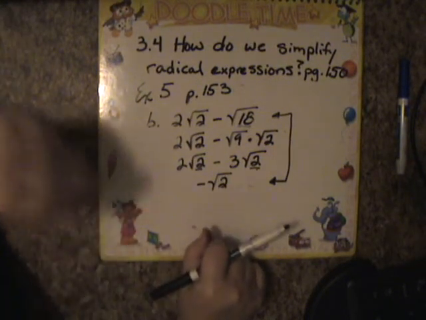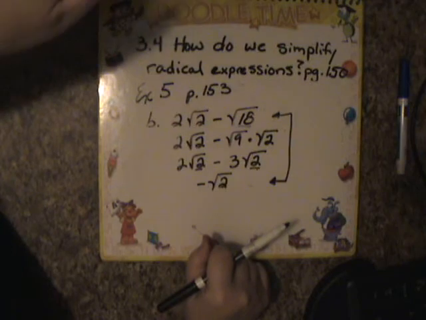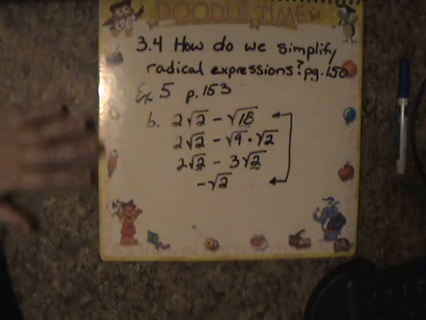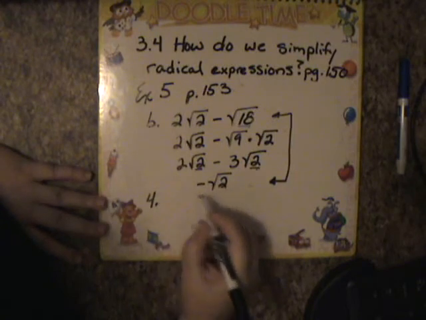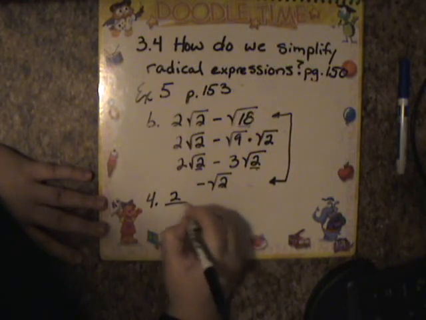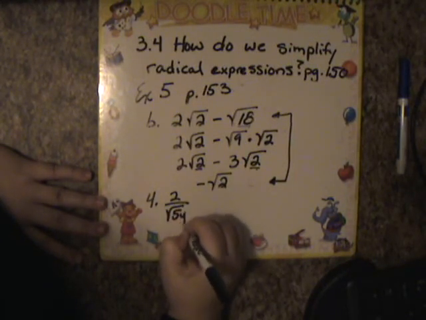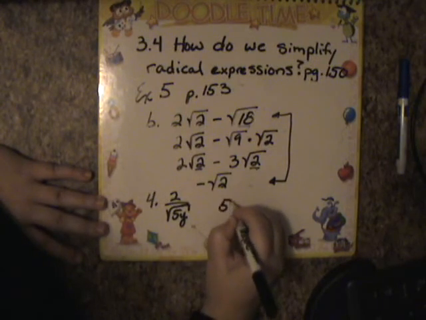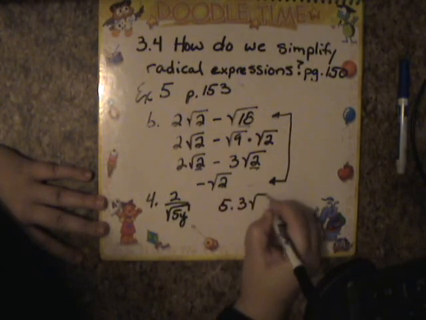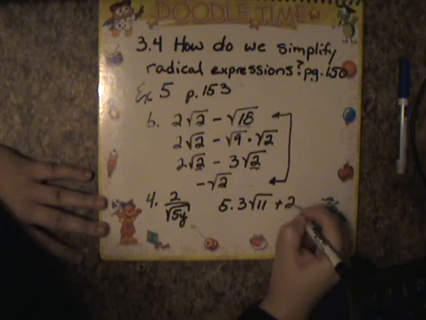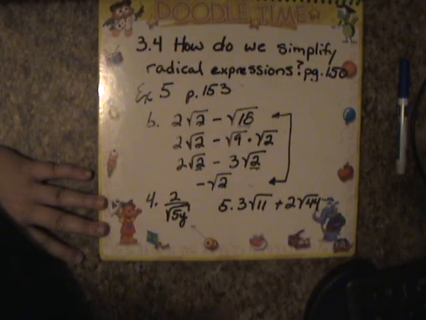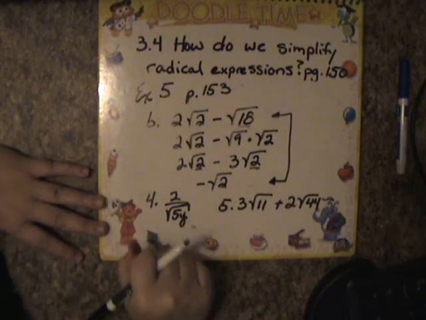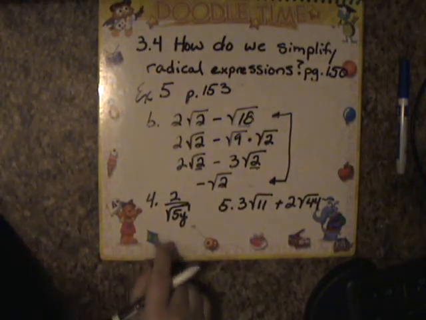You will have difficulty. So let's try 4 and 5 on your own. And for 4, this is at the bottom of 153. We have 2 divided by the square root of 5y. And then for 5, we have 3 square roots of 11 plus 2 square roots of 44. Try those. See if you can get the right answer. Practice, practice, practice.